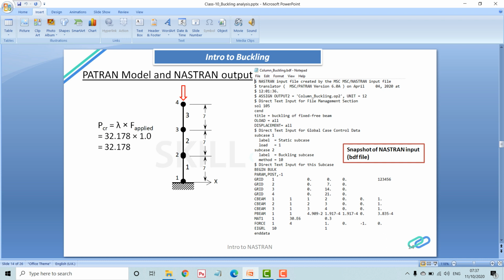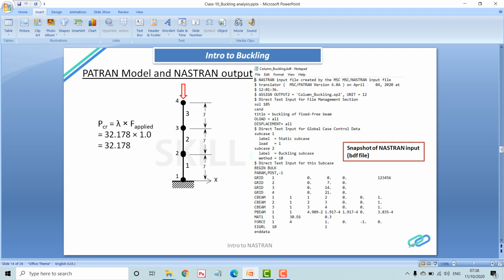And then there is an EIGRL command that represents the eigenvalue extraction, which is for the mode shape for this column. I will get into the detail of the EIGRL towards the end of the presentation. I will go through all the Nastran commands that are required for buckling separately. So at the moment, let's understand: we have a column over here with a set of dimensions. We have the geometry, we have the material properties, and we have the geometrical properties defined.